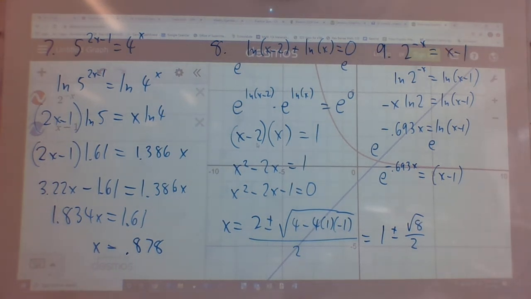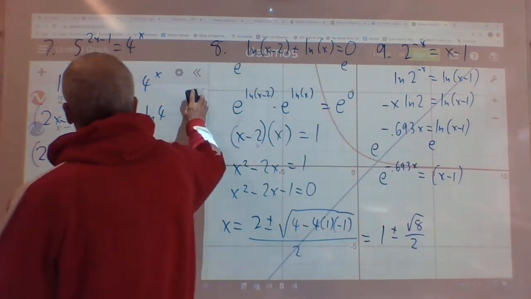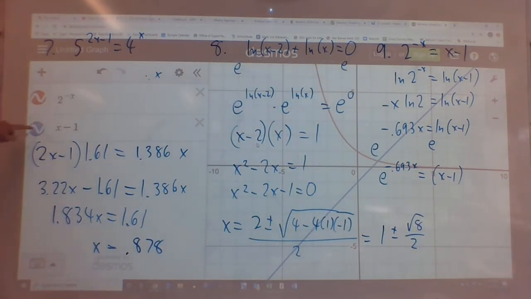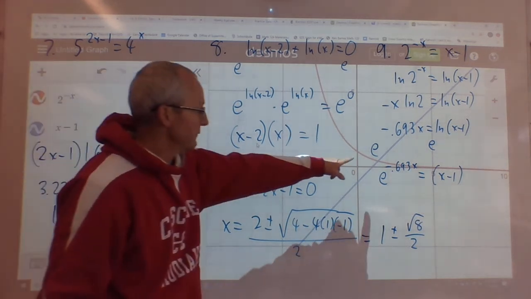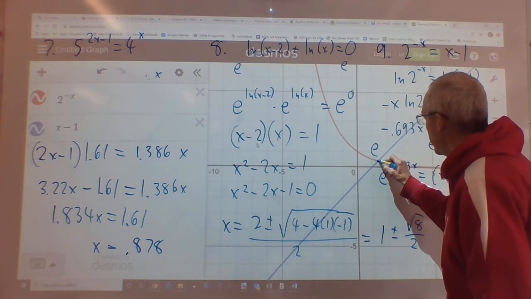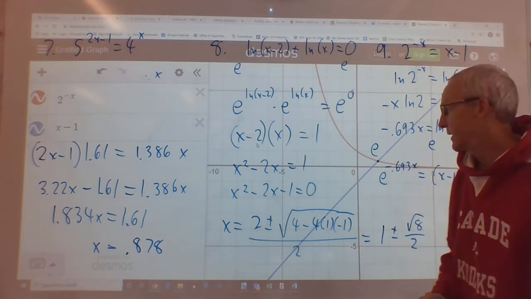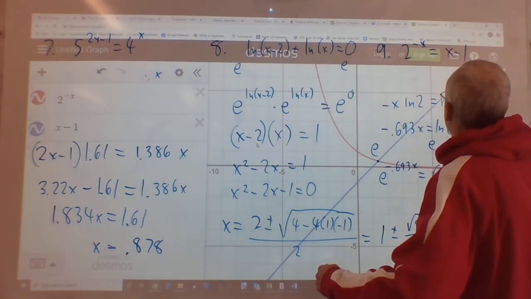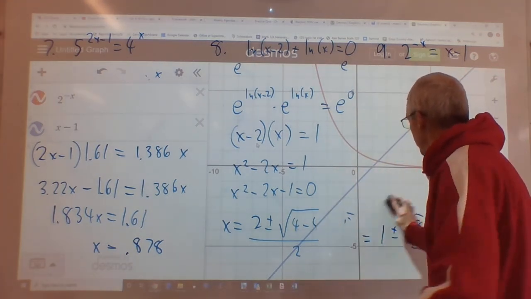Okay, so if you can see beneath all my writing here, I plug in 2 to the negative x, which is the red one, x minus 1 is the blue one, and they hit right there. Okay, when do those two things equal? They're equal right there, and there's a whole bunch of writing here on top of everything, so we don't need all that. All we need is that equation up there. We're done with all the writing.